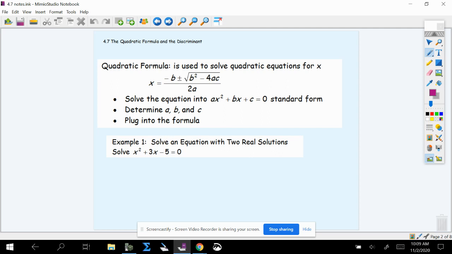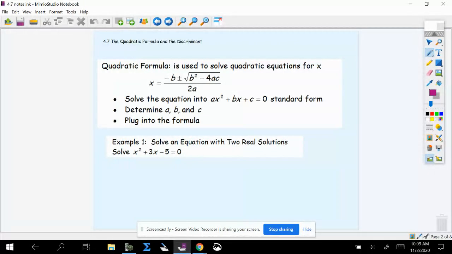We're going to keep going with the quadratic formula, but this time we're going to focus on the entire formula and not just the discriminant. So we talked with the discriminant that we can tell just from that how many solutions we have. So we're going to use that as our jumping off point to then use the entire quadratic formula to find the solutions.